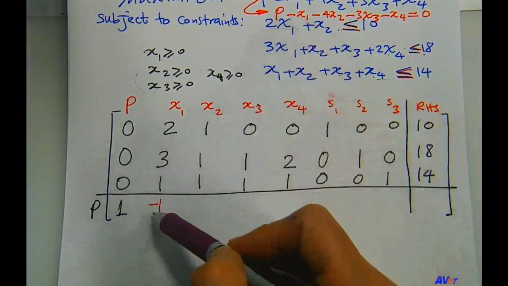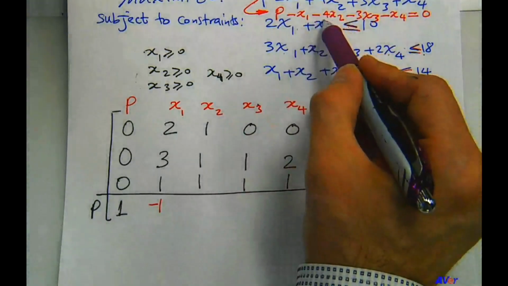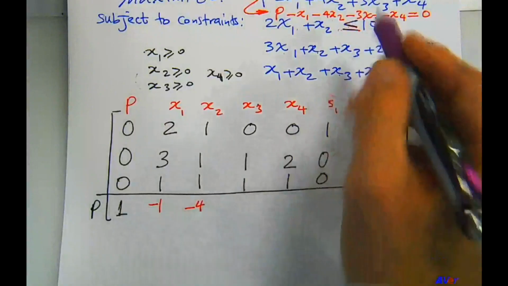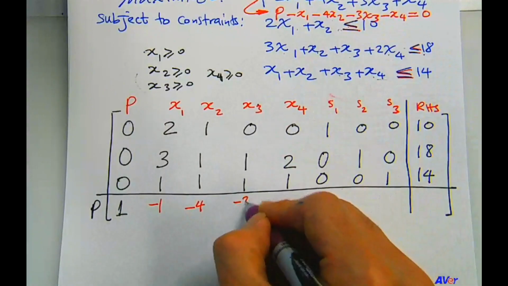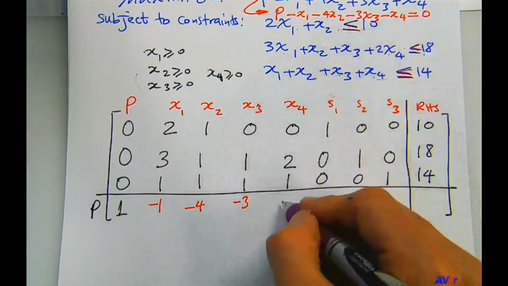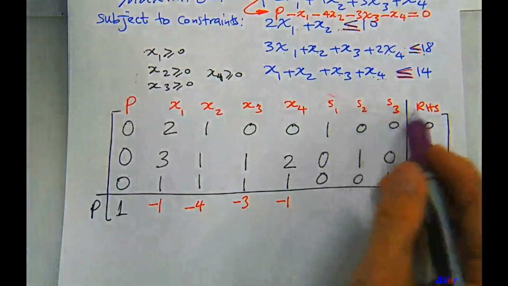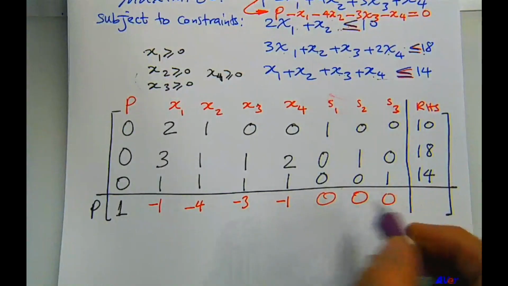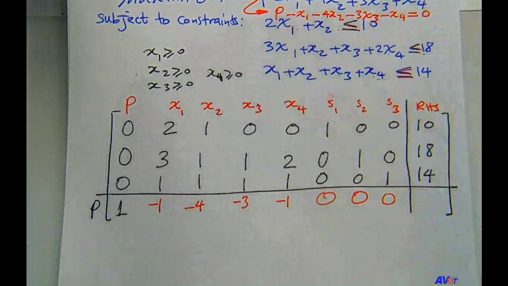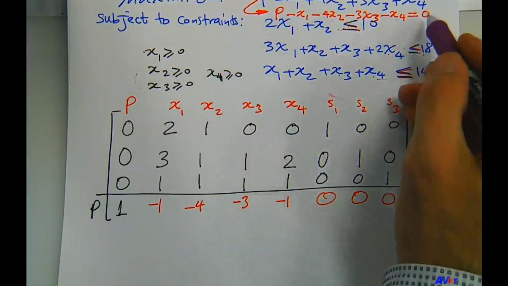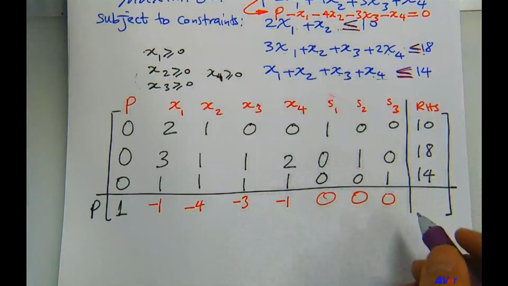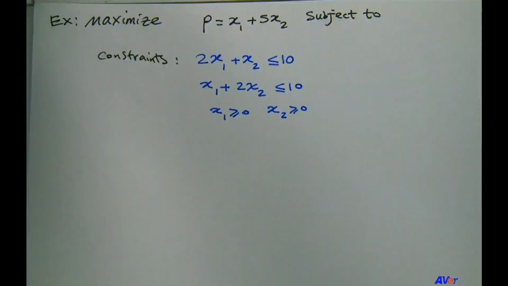For x1 is negative 1. For x2 is negative 4. For x3 is negative 3. For x4 is negative 1. And there's not going to be a slack variable, so 0, 0, 0 in the objective function. We do not have slack variables. And of course, the other side is 0, which will be here.